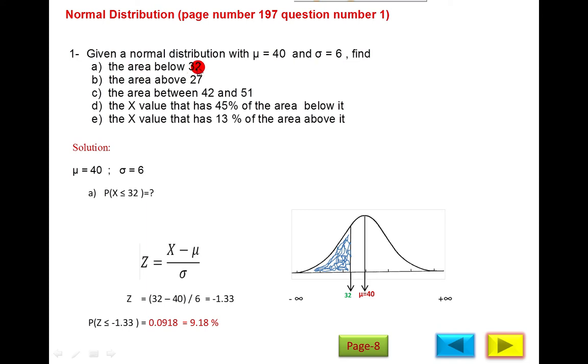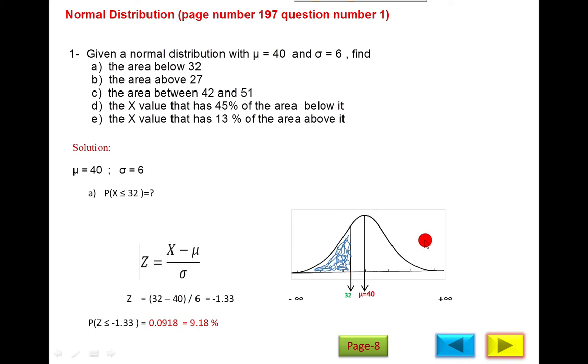So the area below 32. So we will use this transformation. This is the given data, mu is 40 for all the parts, sigma equal to 6 for all the parts, but for each part the value of x changes. In general we use the variable x for any variable. Instead of the long word area, you can use x. So substitute the values of x, mu, sigma: 32, 40 and 6. Simplify this, you will obtain minus 1.33.